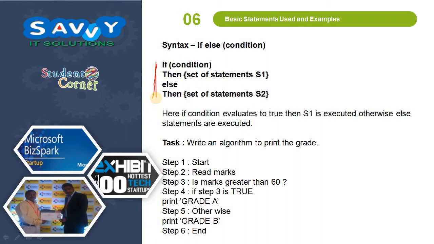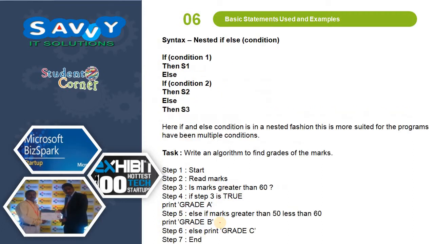So here, is marks greater than 60, step 3 is true. If step 3 is true, print grade A. Otherwise, print grade B. This is the way we write an algorithm. And if there is more, we use else if for ranges like this. Is marks greater than 60, then print grade A. Else if marks greater than 50 and less than 60, print grade B. Else, print grade C. Like this, we need to check a number of conditions.